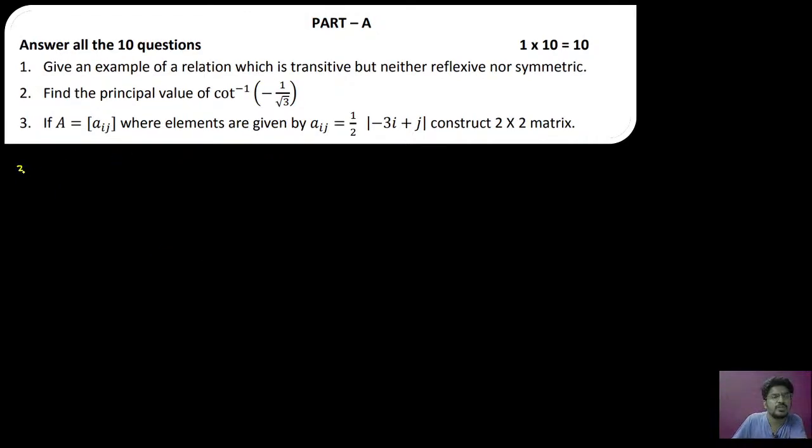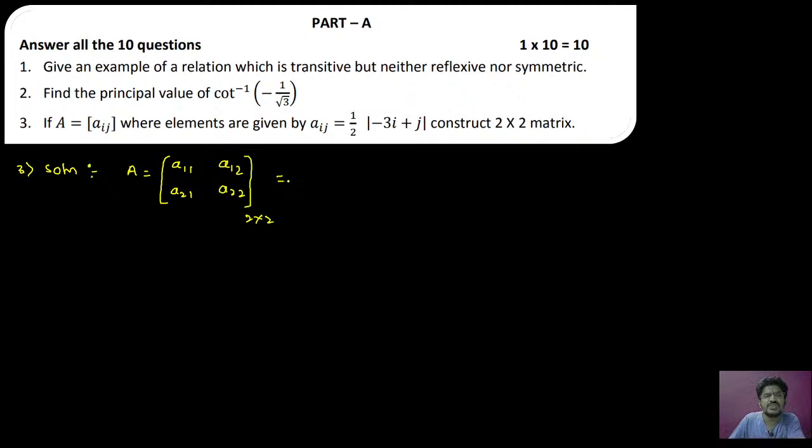You see what is the third problem? The third problem is you have to construct a matrix of 2 cross 2. In the third problem, what they have asked, see here: if A equal to Aij, where the elements are given by Aij equal to 1 by 2 into mod of minus 3i plus j, construct the 2 cross 2 matrix. So first let us write the 2 cross 2 matrix. That will be A11, A12, A21, A22. So this will be your 2 cross 2 matrix, that is 2 rows and 2 columns.